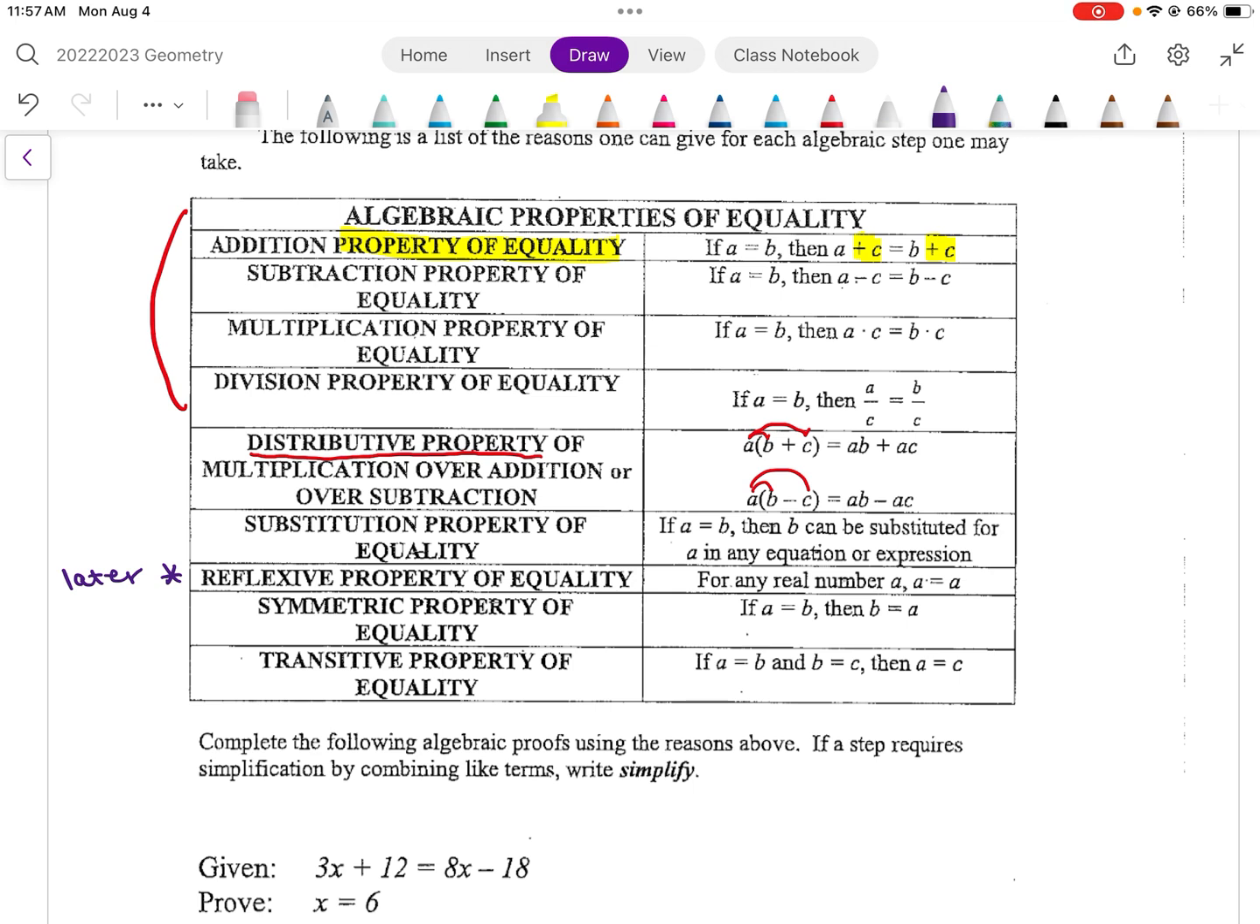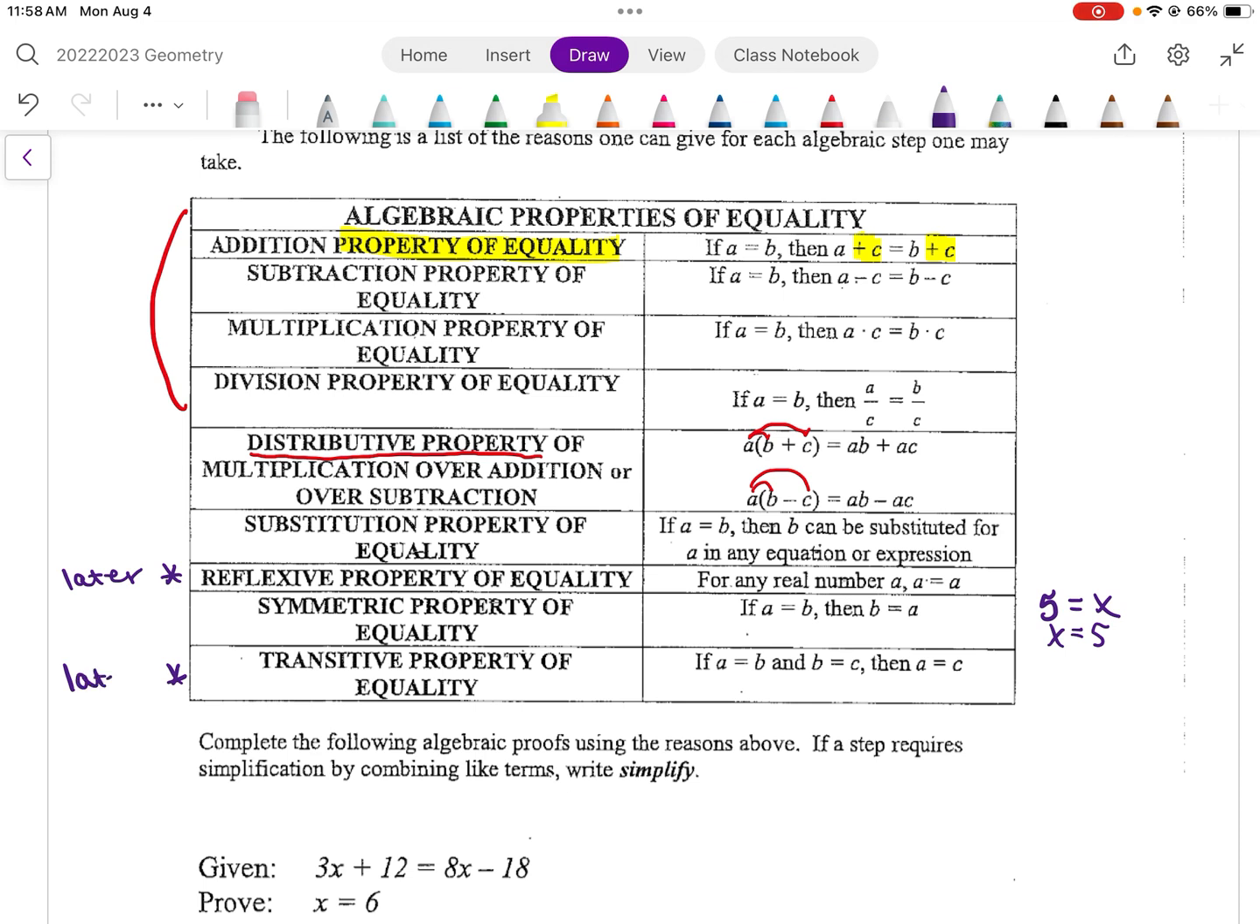Symmetric property, this one we will use. Think about the word symmetric. If something's symmetrical, that means it's the same on both sides. It says if A equals B, then B equals A. So you know how sometimes you're solving an equation and you end up with something like 5 equals X. You have your X on the right side instead of the left side. That's the same thing as saying X equals 5. So if you ever want to flip something around like that, that's symmetric property.